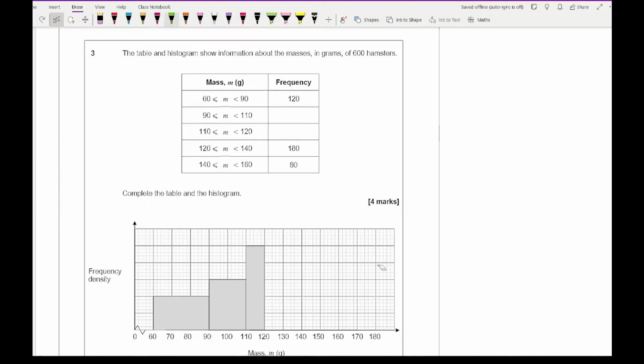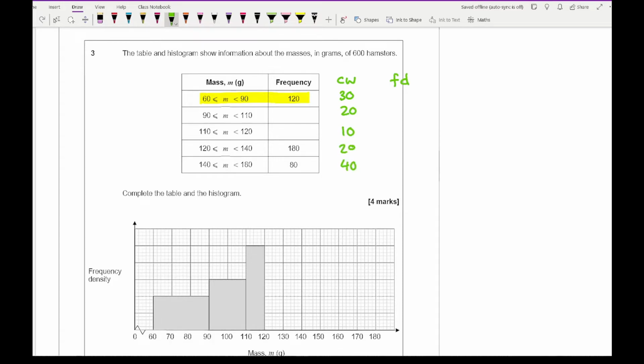So first things first, what we need to do is work out what the frequency density is in terms of labelling this graph. So for the first column, which I know is a complete set of data, that's fine. Then what I need to do is create another column of class width and another column of frequency density. So looking at the class width, that's going to be 30, the next one's going to be 20, the next one is going to be 10, the next one is 20, and the next one is 40.